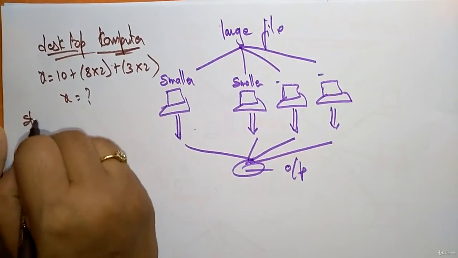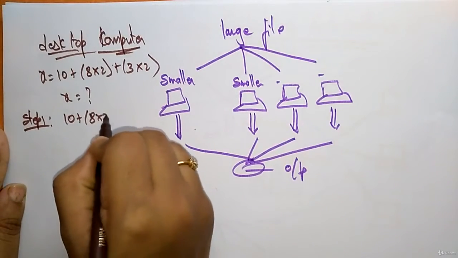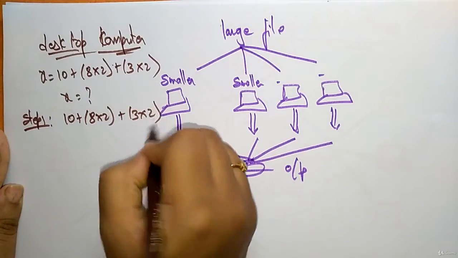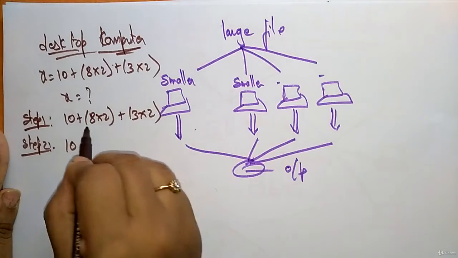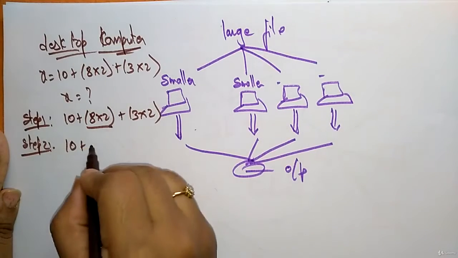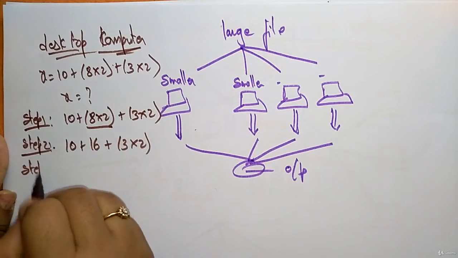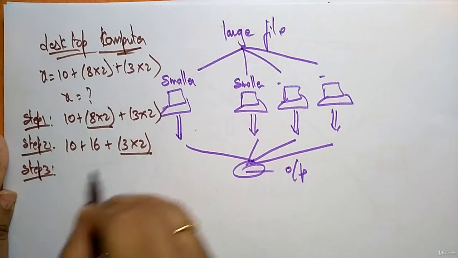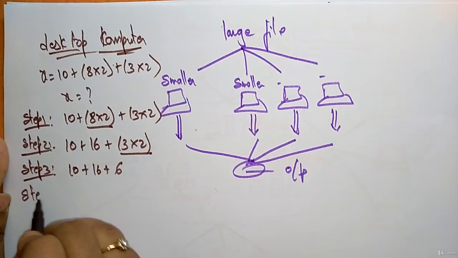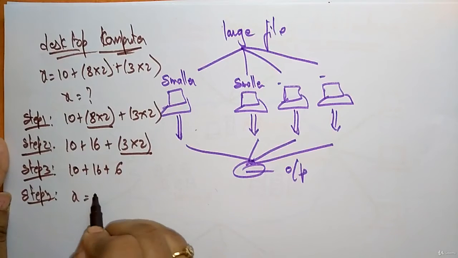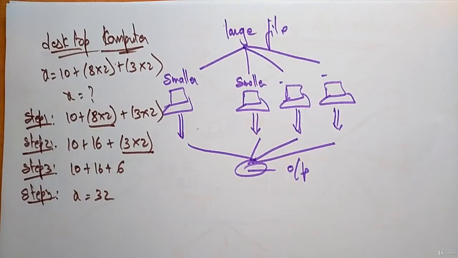In step 1, it takes the equation 10 + 8 * 2 + 3 * 2. In step 2, the expressions are calculated: 10 + 16 + 3 * 2. In the next step, it evaluates 10 + 16 + 6. Finally, in step 4, you will get x = 32. This is what the desktop computer will do.